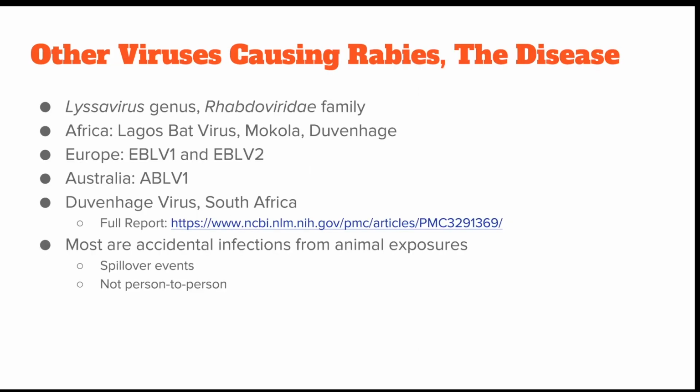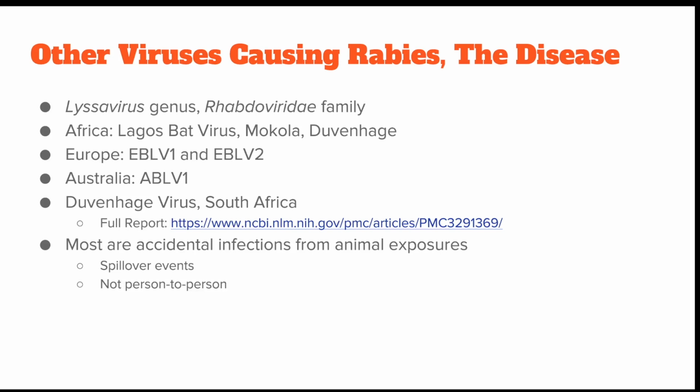So other viruses cause the disease that looks like rabies or is rabies, but not the rabies virus. So they're in the genus Lyssavirus again, the Rhabdoviridae family, and you have them in Africa, Europe, and Australia. In Africa, you have the Lagos bat virus, the Mokola and Duvenhage viruses. In Europe, you have the European bat Lyssavirus 1 and Lyssavirus 2. In Australia, you have the Australian bat Lyssavirus 1.